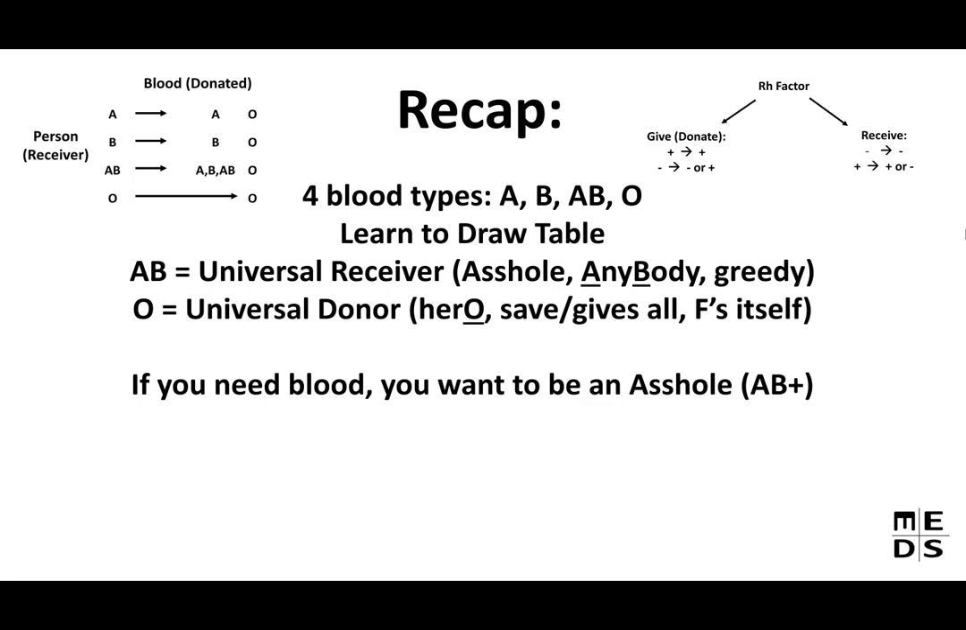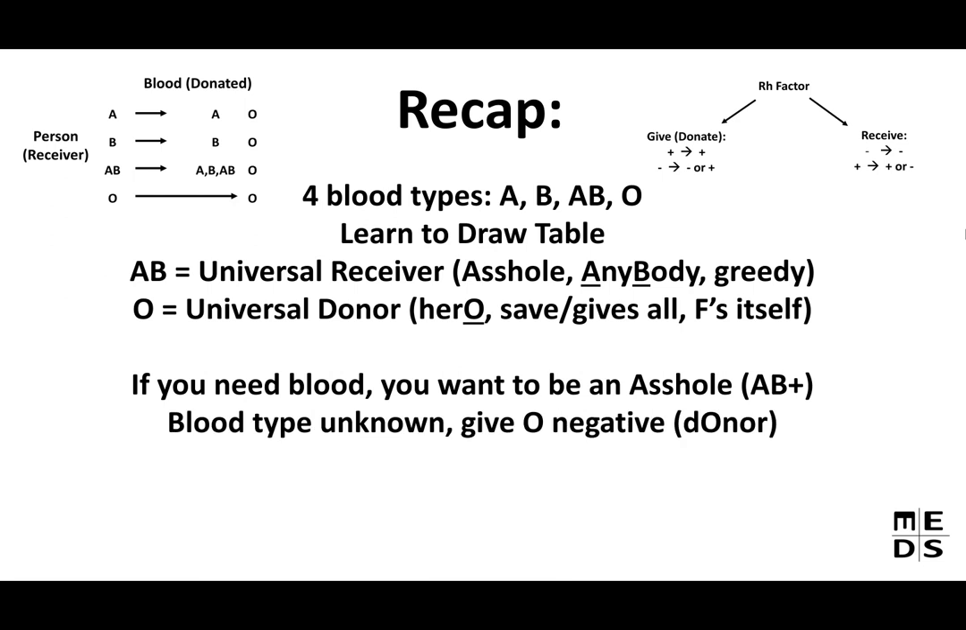And remember, if you need blood, you want to be an asshole, which is AB plus. They can accept anybody, plus or negative. If blood type is unknown, if you get a trauma patient that comes into the hospital and you need to give them blood right away, and you don't know any of their history or what blood type they are, you're going to give them O negative because that's a universal donor.